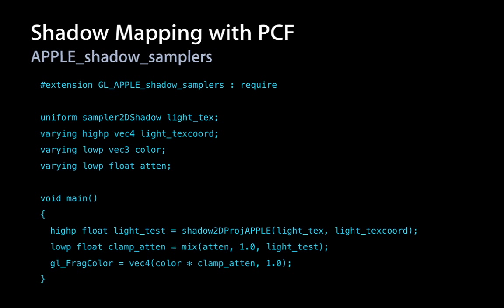Now, this gives you softer shadows, and if you have significant compute bandwidth available to you, if you're not doing anything else, you can jitter the texture coordinates of the light map, and you can do multiple tests and get a larger coverage area.